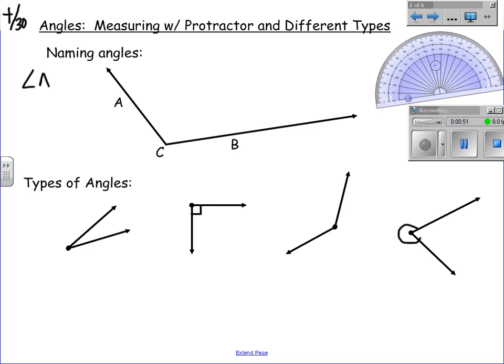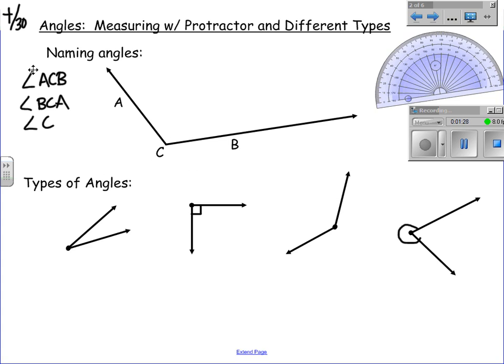Angle ACB. So true. What's another way you could call this angle? What's another name for it? Katie? BCA. Good. Angle BCA. Now, since it's the only named angle on this page, and there's only one main angle here, you could get away with calling it angle C. But if you did this, and there was more than one angle there, then you wouldn't do that. Okay? So, be careful of that.